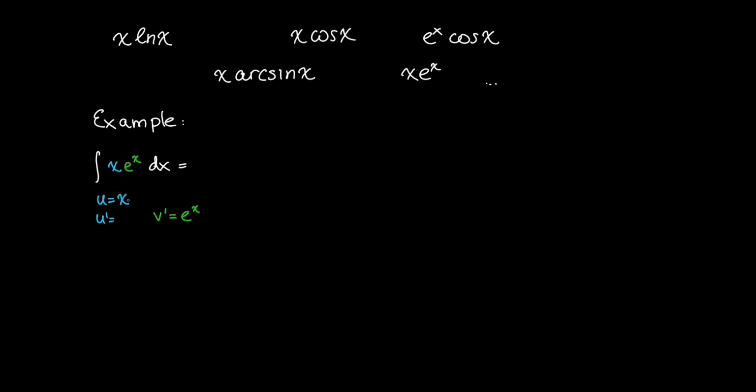Now, the next two pieces of information that we're going to need: first is u prime. Now, u prime is the derivative of x, which is simply 1. And of course, we also need the original v. Now, if we have the derivative of v, it means we have to do the integral of the derivative in order to find the original. However, lucky enough for us, here we have the exponential function e to the power of x, where neither the integral or the derivative can change how it looks. So here, v prime was e to the power of x. Original v is also going to be e to the power of x.